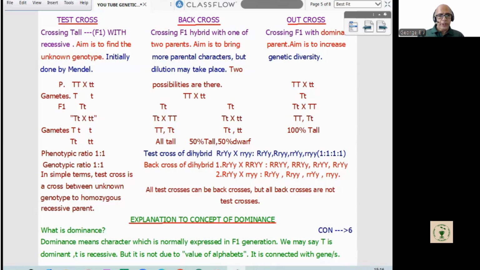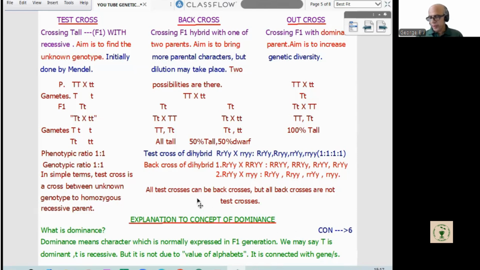Now we have to proceed with the test cross of dihybrid. Shown there. There also the ratio will be 1:1:1:1. Practically speaking, 1:1 into 1:1. 25% each. Now back cross of dihybrid, 2-way possible, that I have written here. Dihybrid back cross, what will be the genotypes produced?